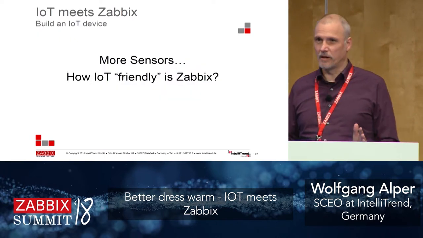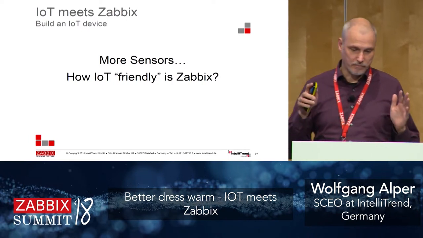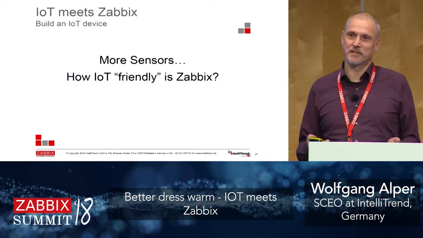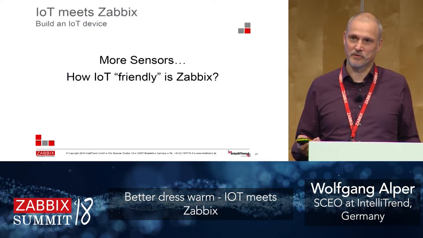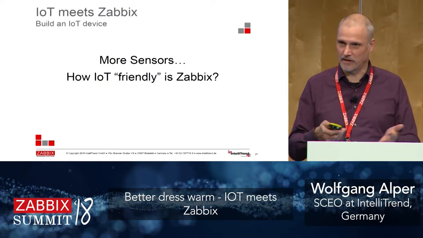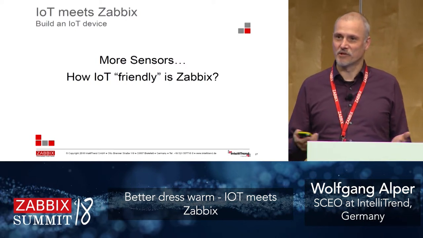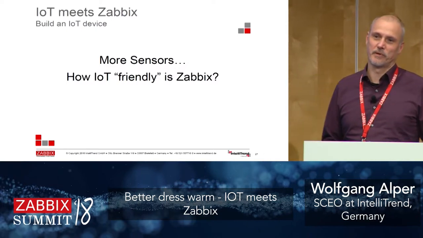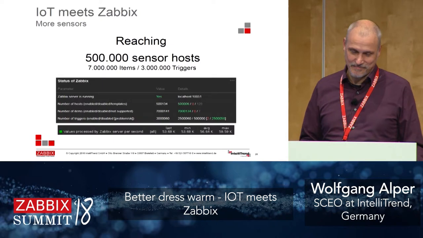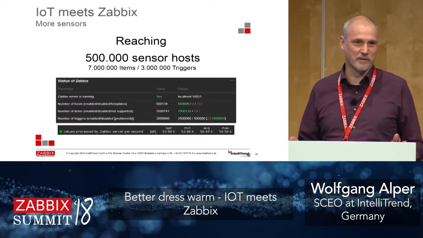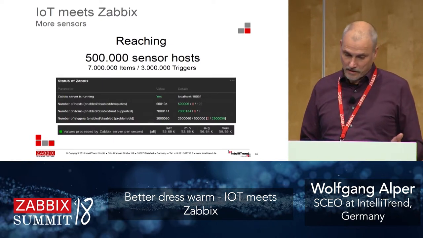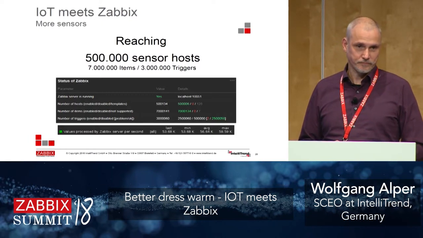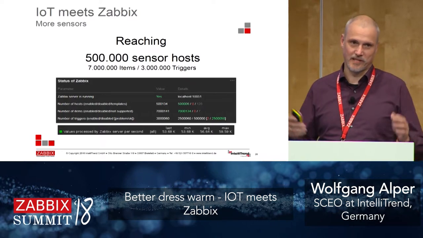When we finished that one and implemented the project, everything was perfectly fine. And then someone came up with a question: how many sensors can we connect to Zabbix? For example, my hometown is Bielefeld. We have like 500,000 people living there. So the idea was, if everyone would use a sensor, would Zabbix work this way? And we did a POC. We set up a Zabbix server with 500,000 hosts, with 7 million items, and with 3 million triggers. And then we put load on the Zabbix server.